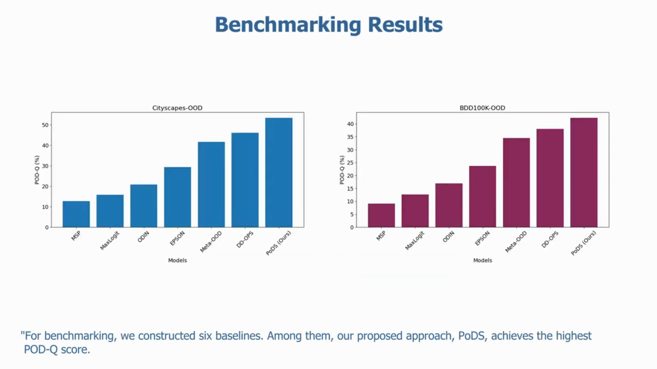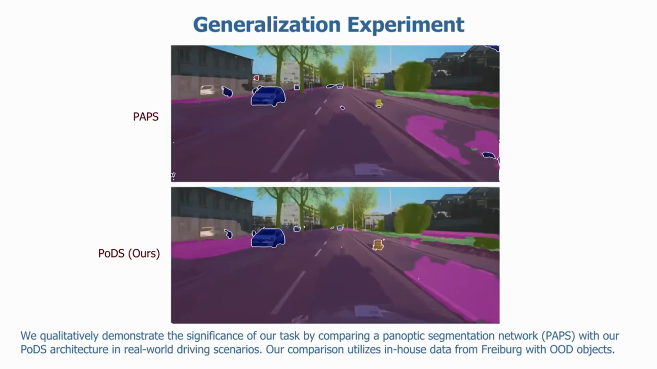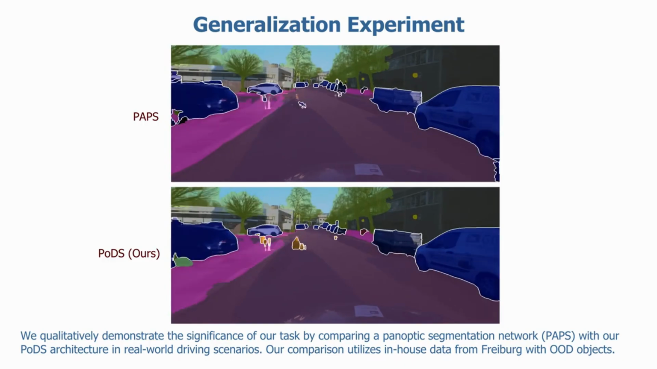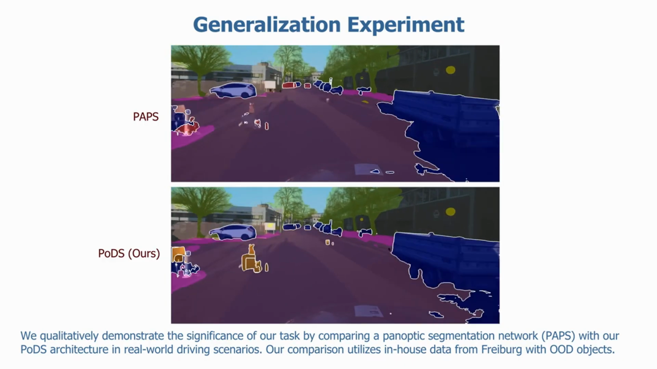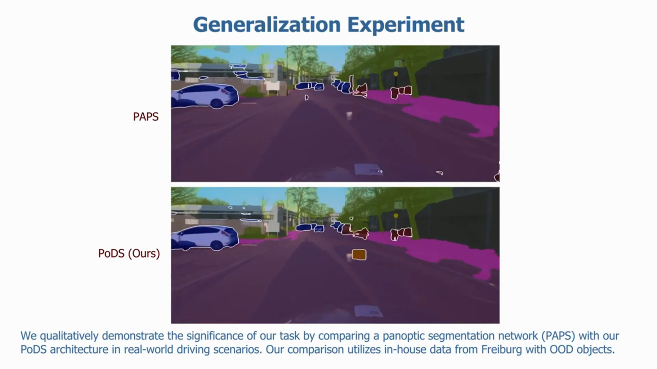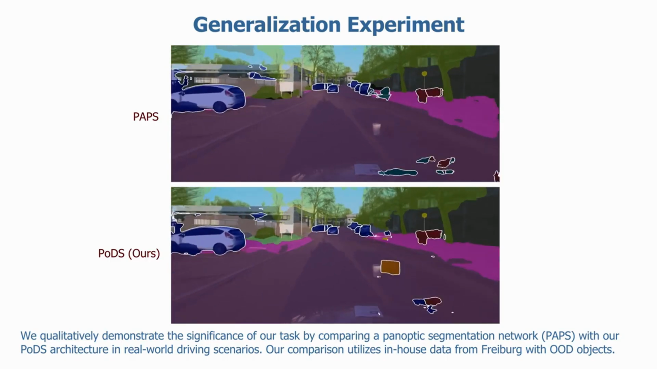For benchmarking, we constructed 6 baselines. Among them, our proposed approach, PODS, achieves the highest PODQ score. We qualitatively demonstrate the significance of our task by comparing a panoptic segmentation network with our PODS architecture in real-world driving scenarios. The comparison utilizes in-house data from Freiburg with OOD objects.